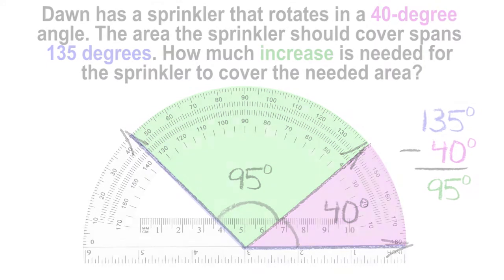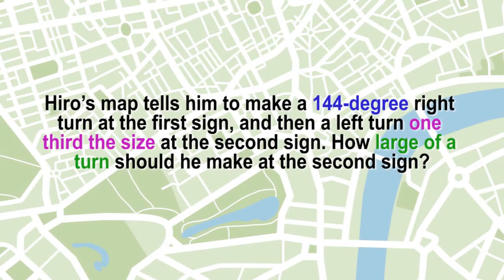Let's try another problem. Hero's map tells him to make a 144-degree right turn at the first sign, and then a left turn 1/3 the size at the second sign. How large of a turn should he make at the second sign?